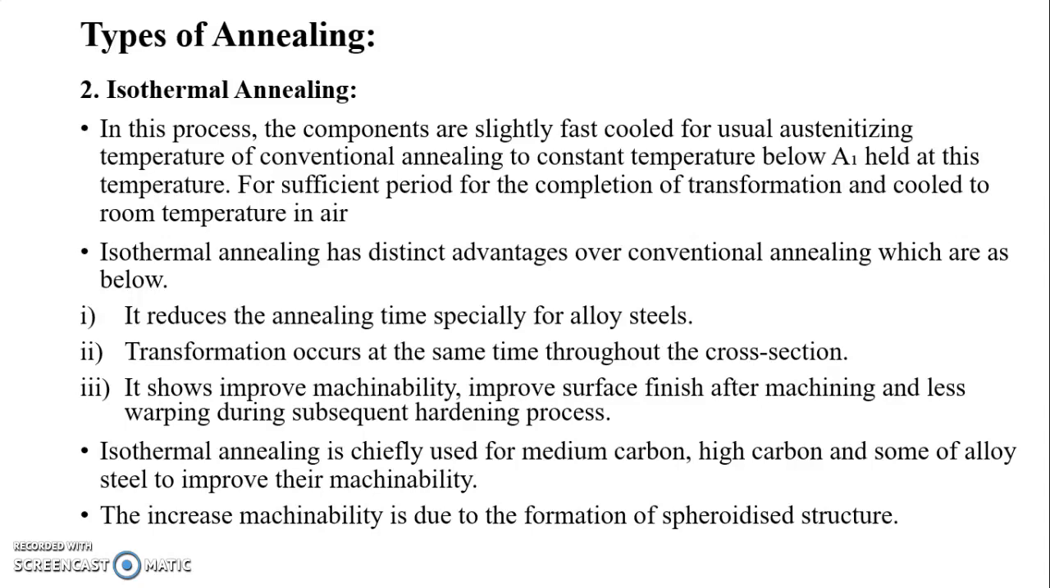Then transformation occurs at the same time throughout the cross section. It shows improved machinability, improved surface finish after machining, and less warping during subsequent hardening processes. So isothermal annealing is mainly used for medium carbon, high carbon, and some alloy steels to improve their machinability. The increased machinability is due to the formation of a spheroidized structure.